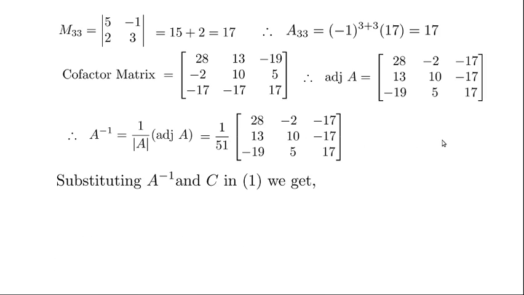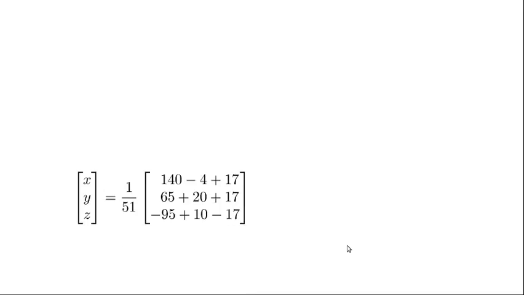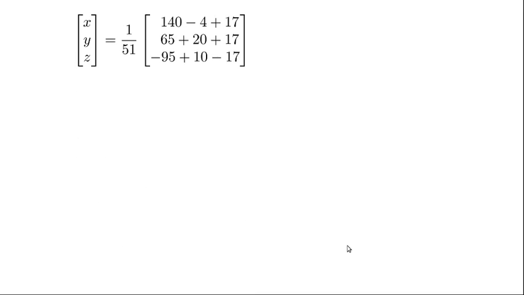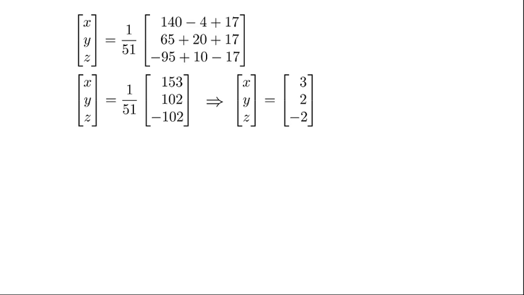Now substituting A inverse and C in 1, we get x y z equals 1 by 51 into this adjoint and this constant matrix. Now we multiply these two matrices by usual matrix multiplication, and we get 1 by 51 into 140 minus 4 plus 17 in the first row, 65 plus 20 plus 17 in the second row, minus 95 plus 10 minus 17 in the third row. Now 1 by 51 into, it becomes 153, 102, minus 102.